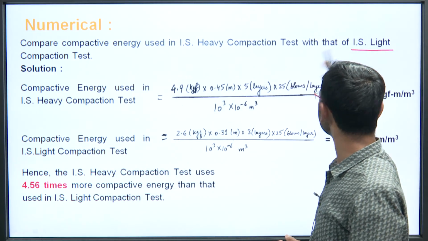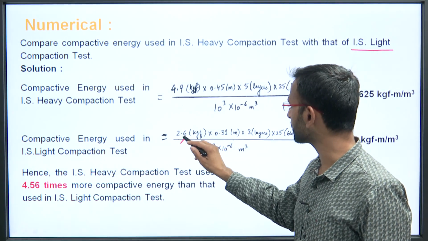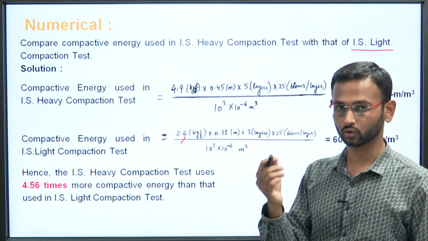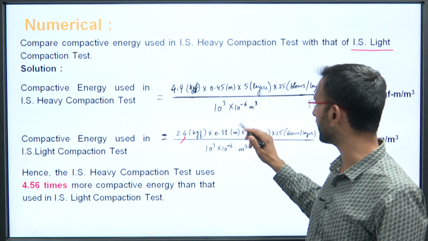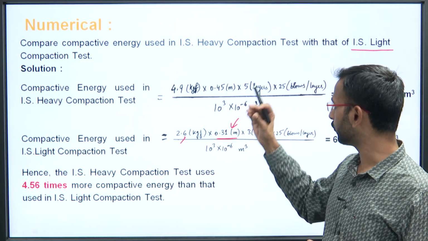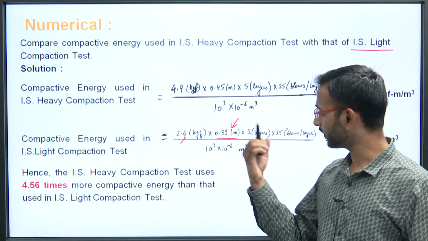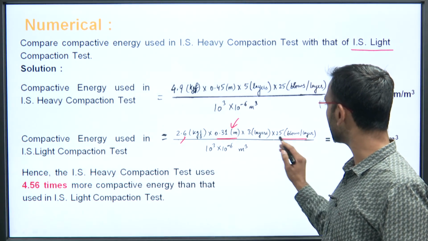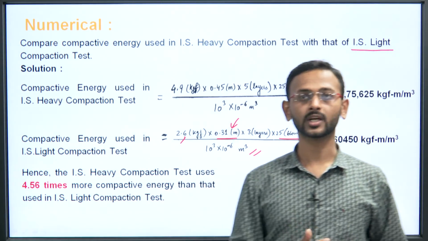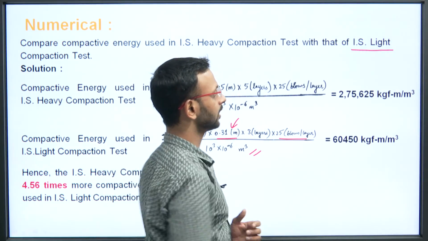In the IS light compaction test, we use a slightly lesser weight of hammer, that is 2.6 kgf. The free fall height was 310 mm, which you have to remember while doing the numericals, that is 0.31 m. You compacted it in 3 layers, and in each layer you provided 25 blows. Per meter cube, it comes out to be 60,450 kilogram force meter per meter cube.